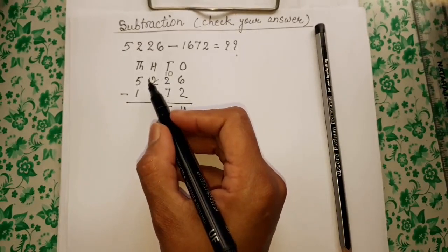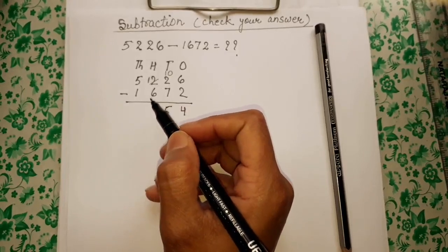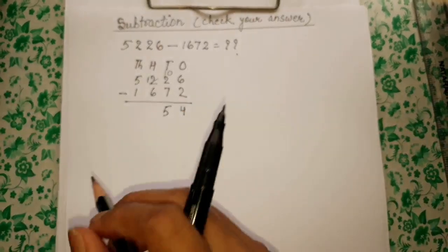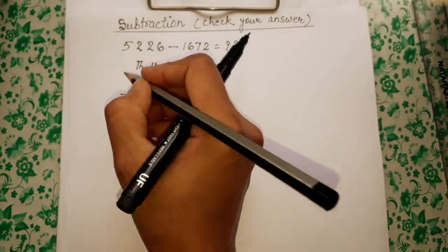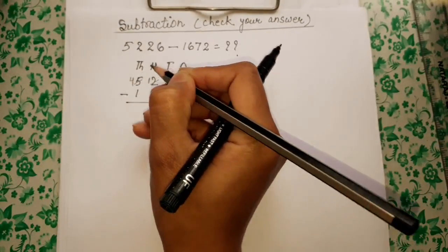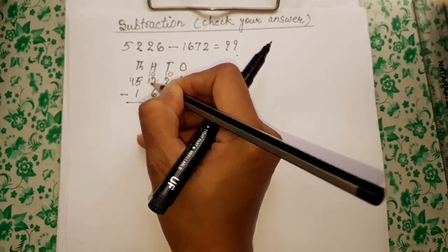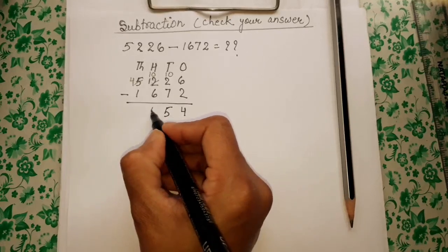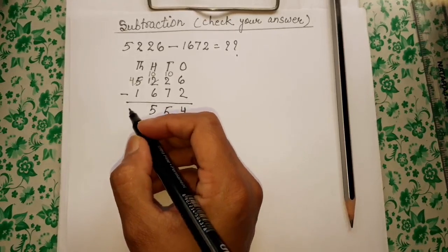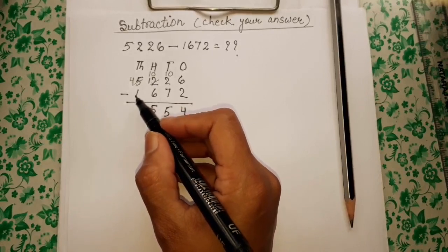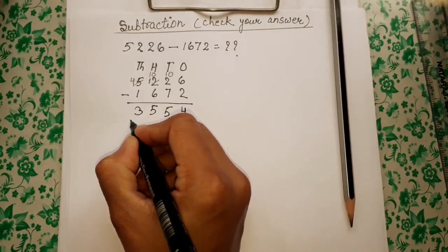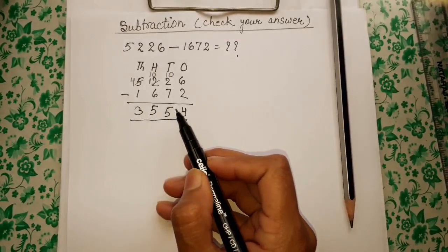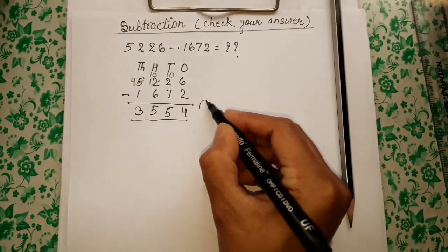Next, here we have number 1, and again it is not possible for us to subtract 6 from 1. Again what we have to do? We have to take borrow from 5, and here 5 becomes 4. 10 plus 1, 11. Now when we subtract 6 from 11, we again get 5. Now we have to subtract 1 from 4. We get 3. So our difference is 3554.